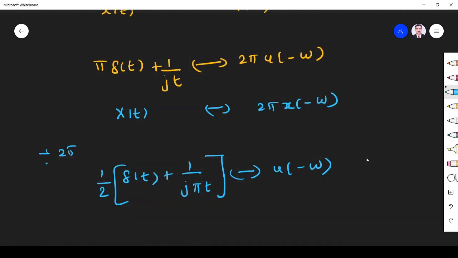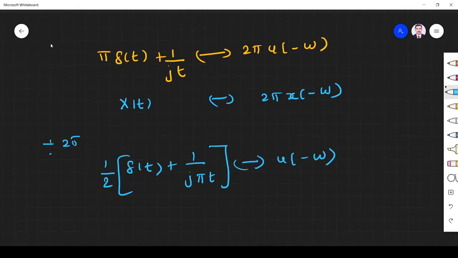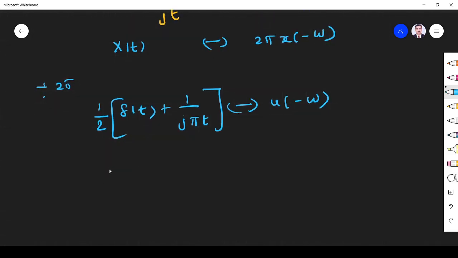But the question is the Fourier transform of 1 by 2 del t plus j by pi t. Here we have 1 by j pi t, so what should we remove, and moreover it is u of minus omega. We want u of plus omega only. So what we have to do, let us see: we replace t by minus t, omega by minus omega.